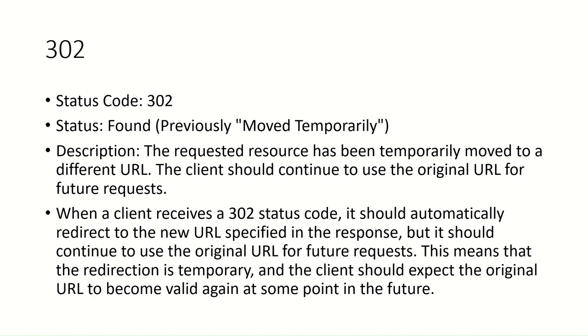So when a client receives a 302 status code, it should automatically redirect to the new URL specified in the response, but it should continue to use the original URL for future requests. This means that the redirection is temporary and the client should expect the original URL to become valid again at some point in the future. So this is about 302.